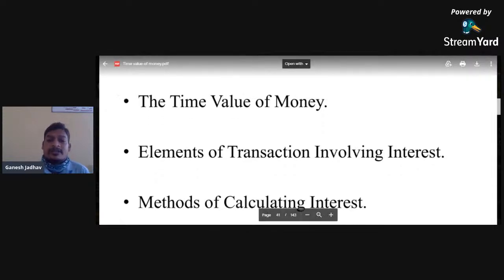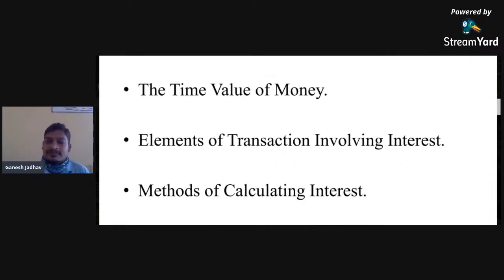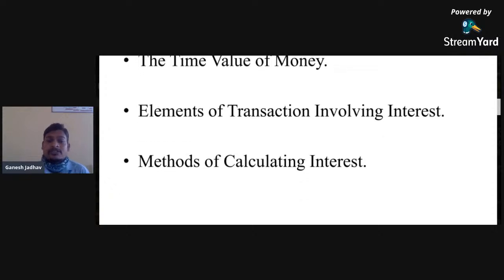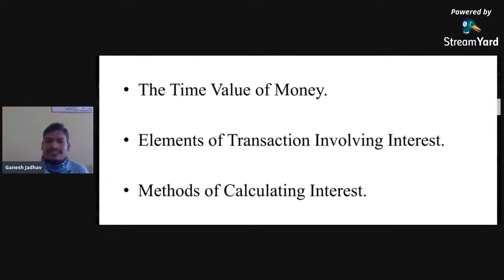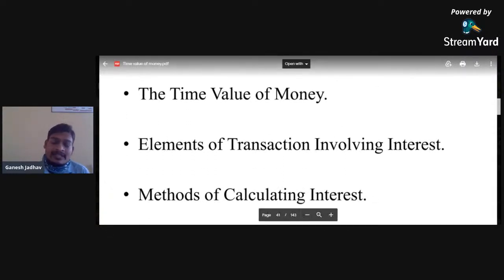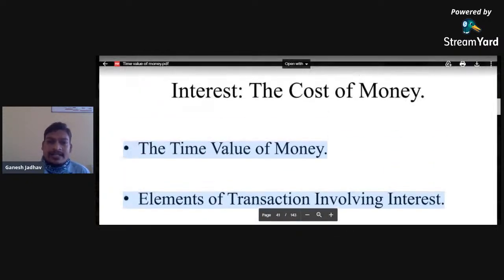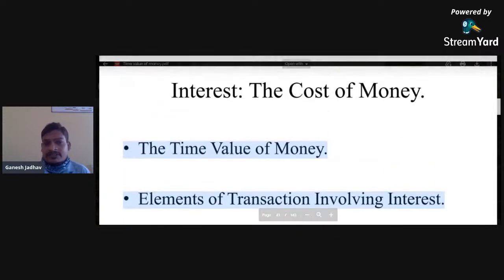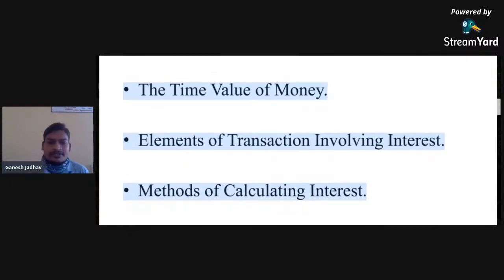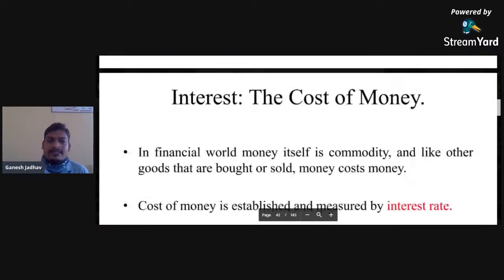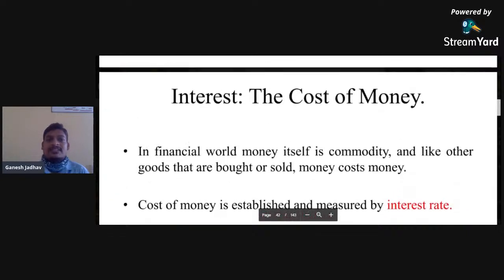Then the elements of the transaction involved in the interest. Then the methods of calculating interest. So these are the three types, the three parts, by which we can calculate the interest, the cost of the money. So the first one is the interest.